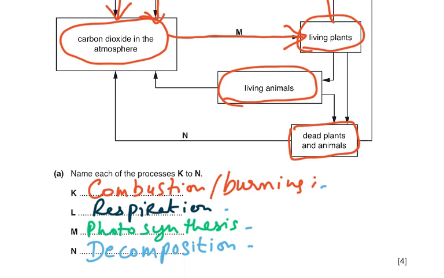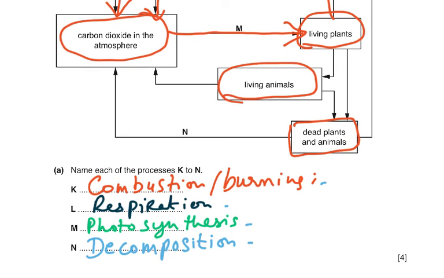And then, of course, N, the last one, was dead animals and plants and the carbon dioxide. So bacteria and fungi are respiring, decomposing the dead animals and plants, and this, of course, would be decomposition. So basically, combustion, respiration, photosynthesis, and decomposition.